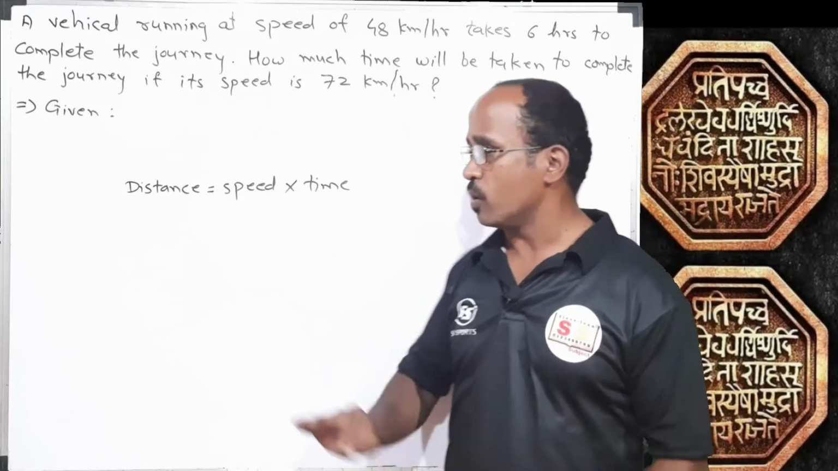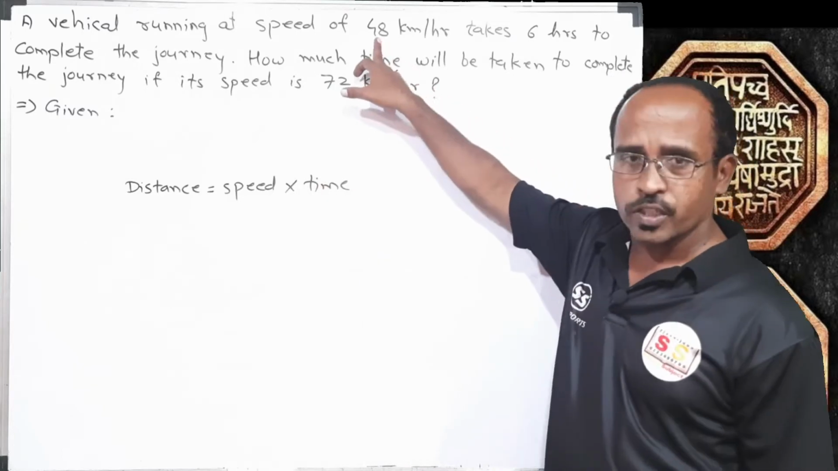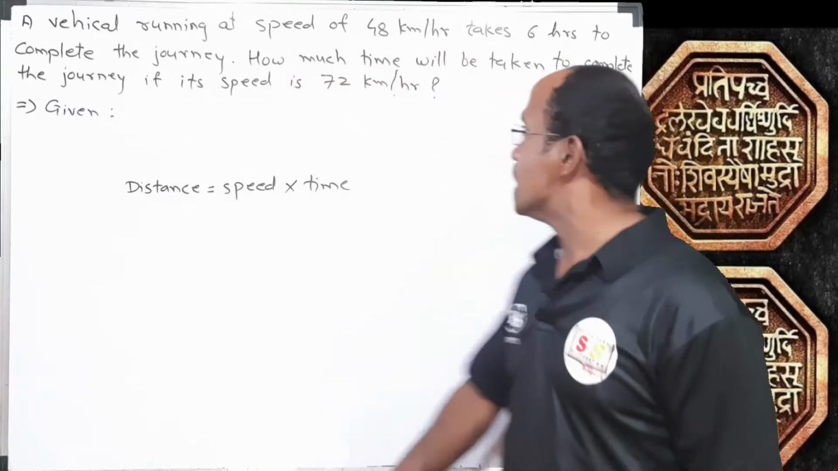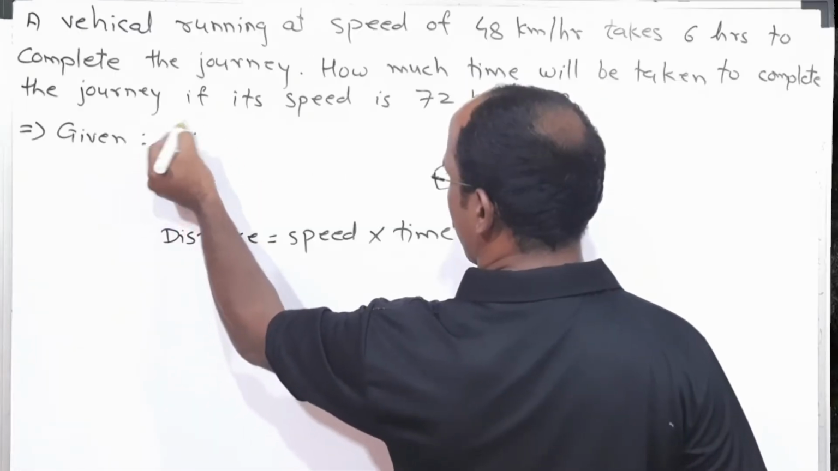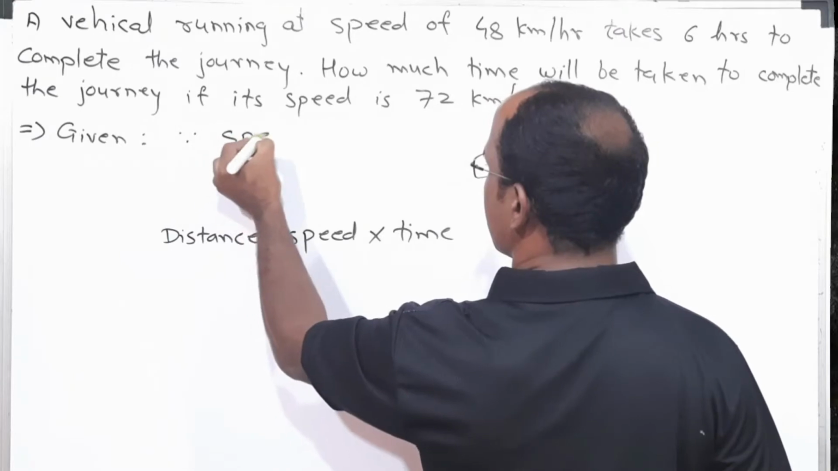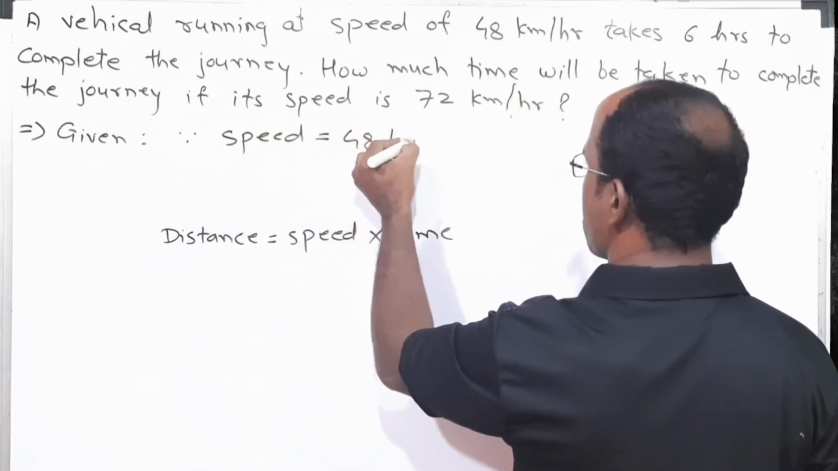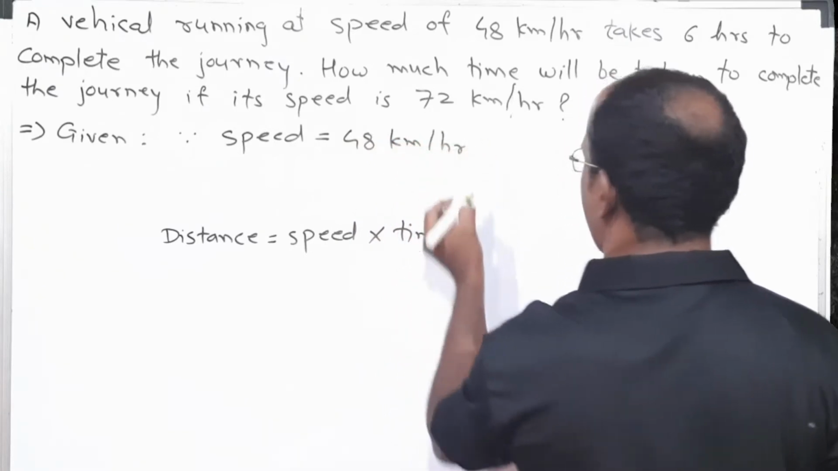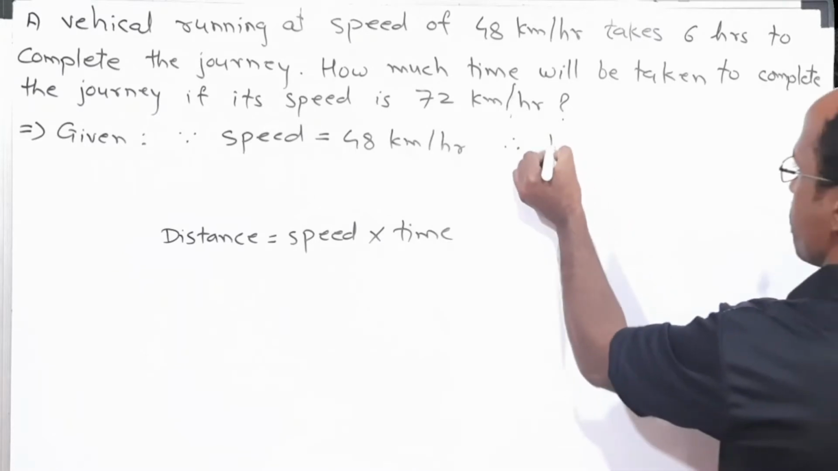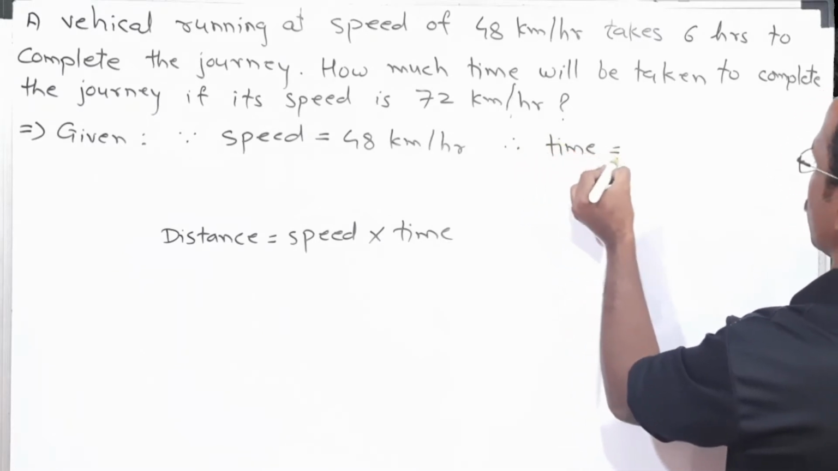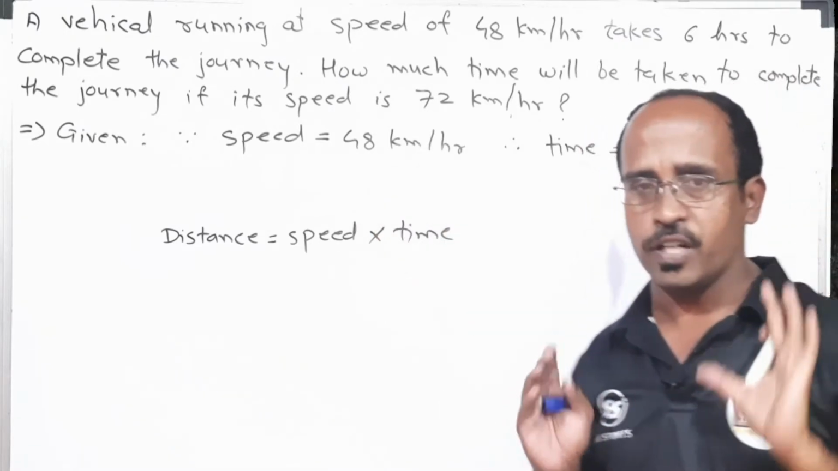What we have to do? First of all, let's write the given information. What is the given information? When speed is equal to 48 km per hour, time is equal to 6 hours. So given is, when, this is the symbol of when, speed is equal to 48 km per hour, then, this is the symbol of then or therefore, time is equal to 6 hours to complete a journey, means to travel a particular distance.